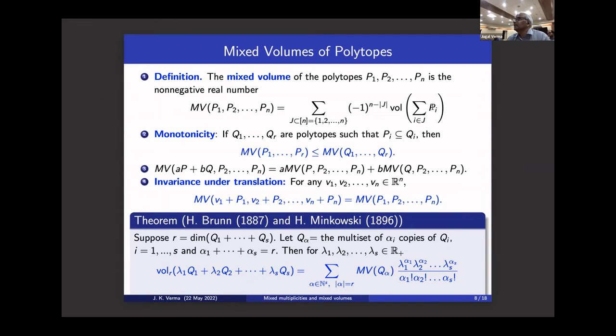So mixed volumes were defined using this alternating sum. But now you see the right and left hand side. The left hand side is a non-negative real number because it is an r-dimensional volume, and this is valid for all the lambda i's. And now it's easy to see that these mixed volumes are non-negative real numbers. From this formula, it follows that these are non-negative real numbers, and many other properties can also be proved using this formula. So the question arises how to calculate these mixed volumes.